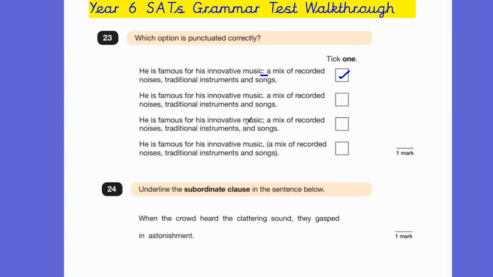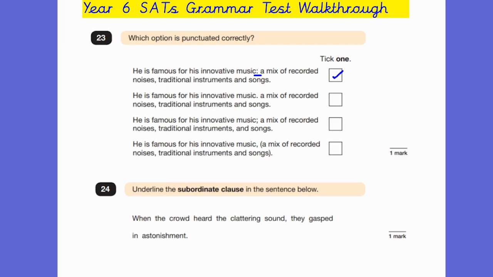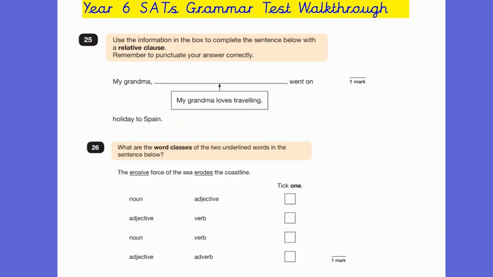Number 24. Underline the subordinate clause in the sentence below. When the crowd heard the clattering sound, they gasped in astonishment. So I know that my subordinating conjunction is when, so I'm looking for the rest of that clause, and I know the clause doesn't make sense on its own, so I know that I should underline when the crowd heard the clattering sound, and that would give me 1 mark, and then I know that they gasped in astonishment is my main clause.